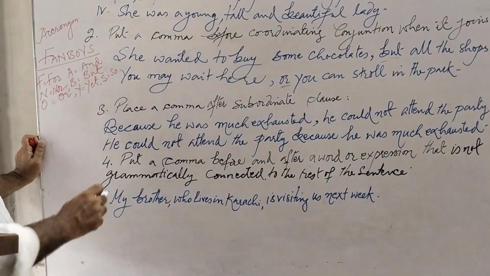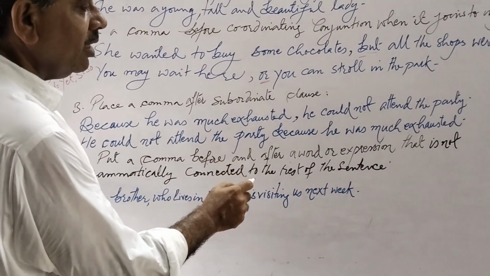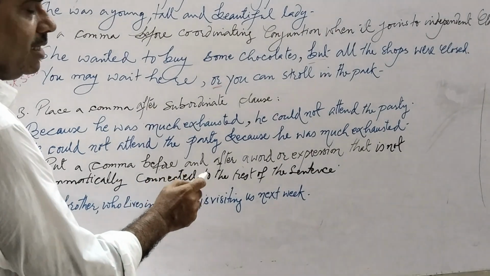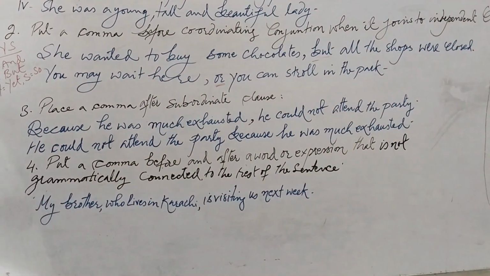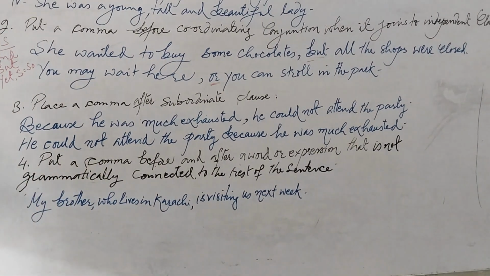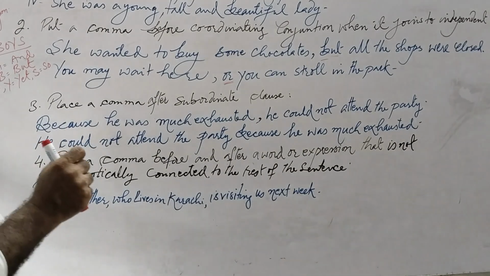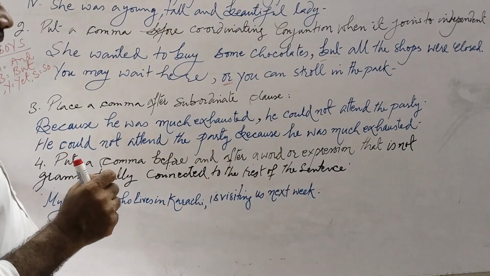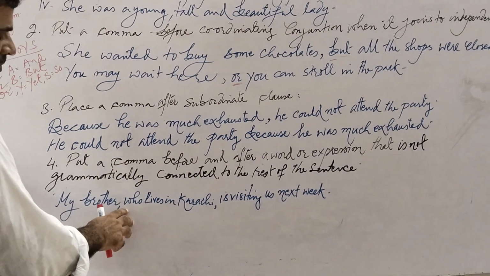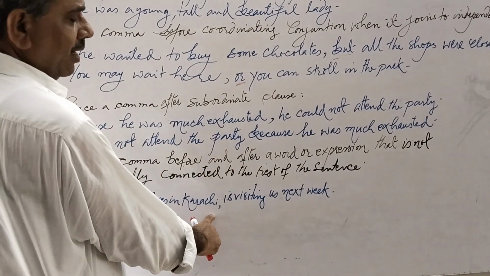Another use of comma is to put a comma before and after the word or expression that is not grammatically connected to the rest of the sentence. We can find many sentences in English where some expressions or some words are in the middle of the sentence that are not grammatically connected to the rest of the sentence. They are additional information. So we put two commas there: first, before the start of that expression, and at the end of the expression.